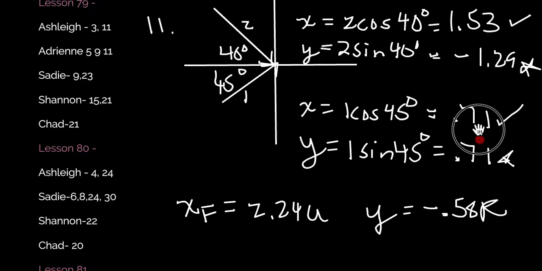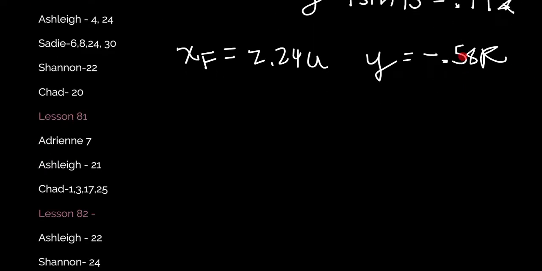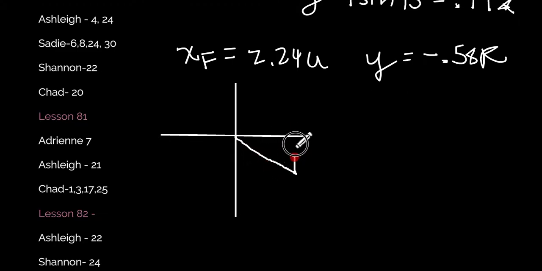They want this back in polar coordinates. So this means it's going to be a really long problem. So I'm going to plot this point like such, and we're going to go to the x distance 2.24, down 0.58. I just want to know what quadrant we're in. That's why I draw these triangles. So our x would be 2.24. Our y is negative 0.58.